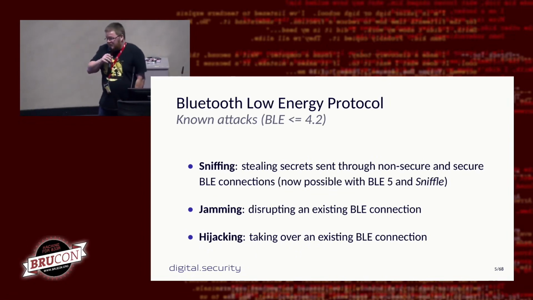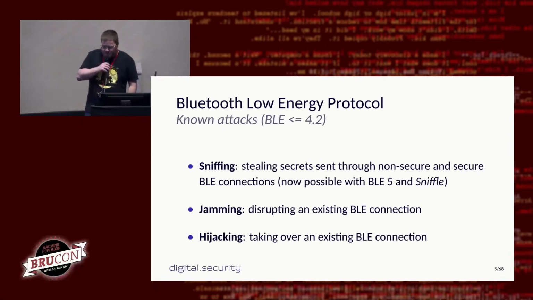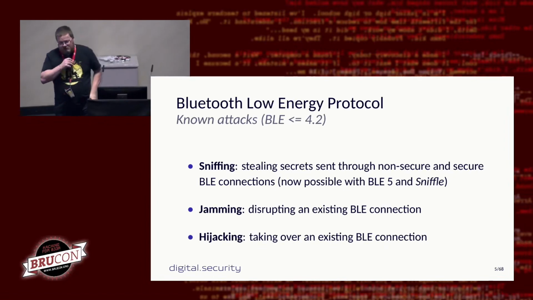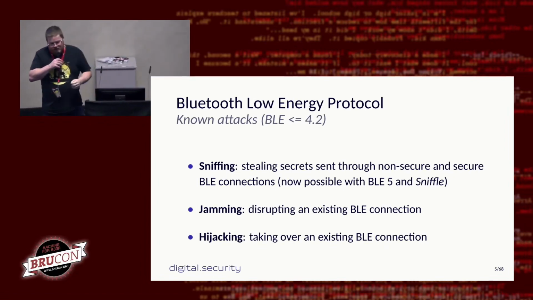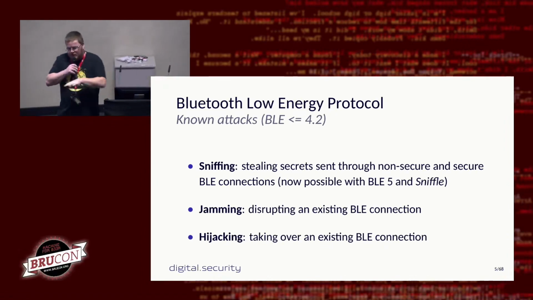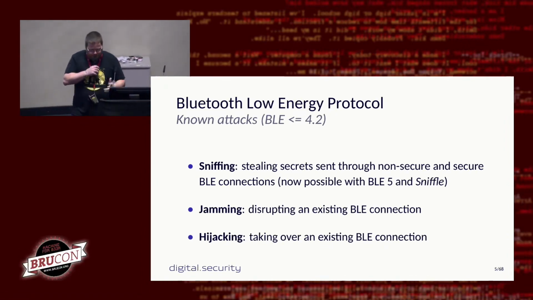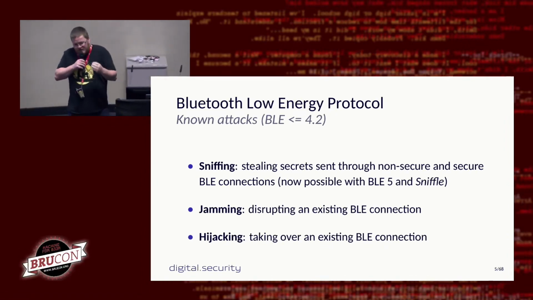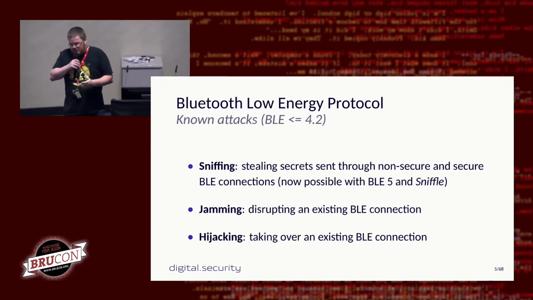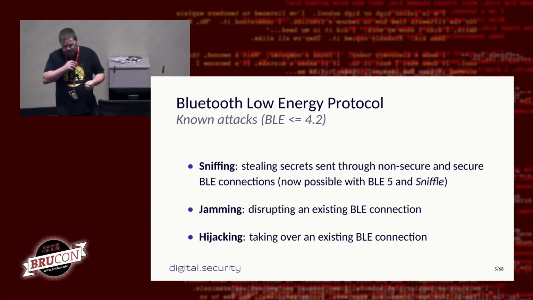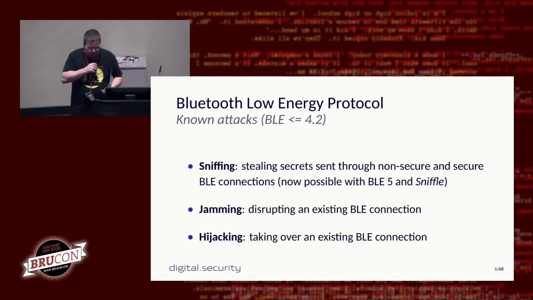This BLE protocol has been pretty much attacked these last years. The first attack that is very easy to perform is sniffing. That means if an attacker is around a device, a pair of devices, then he can sniff an existing connection, if it's not encrypted, of course. And by sniffing this connection, he can grab secrets and data.